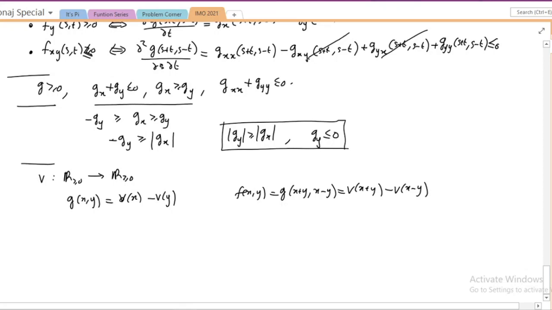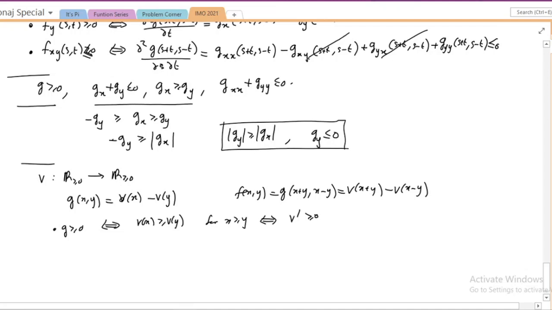Now we just need to check what this function v needs to satisfy. g greater than or equal to 0 is if and only if v(x) is greater than or equal to v(y) whenever x is greater than or equal to y. This is just a matter of saying that v is increasing, so we can just say v prime is bigger than 0.